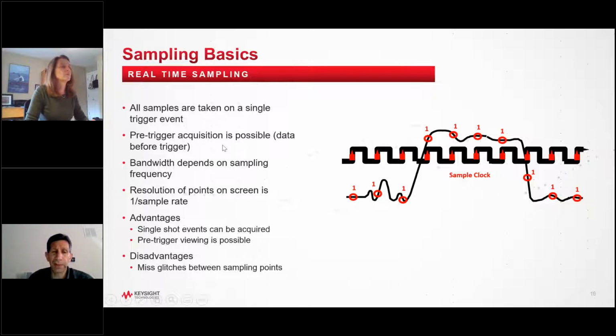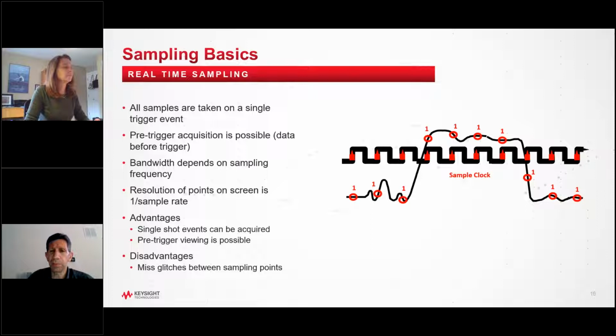With this pre-trigger, we can actually get data before the trigger point, and we're going to talk about that more later in this type of sampling. And again, the bandwidth depends on the sampling frequency, which we've just discussed here, depending on whether you're 3x, 5x, or higher of the frequency content of the signal you're trying to look at.